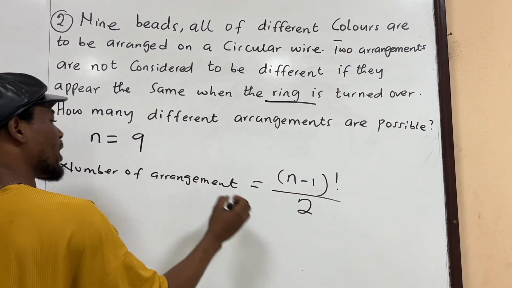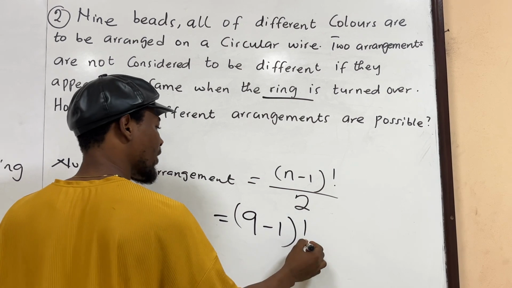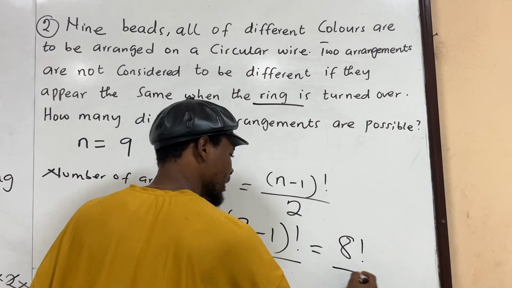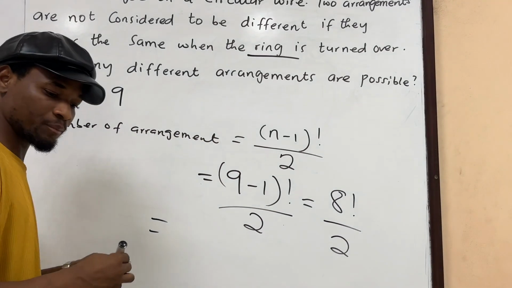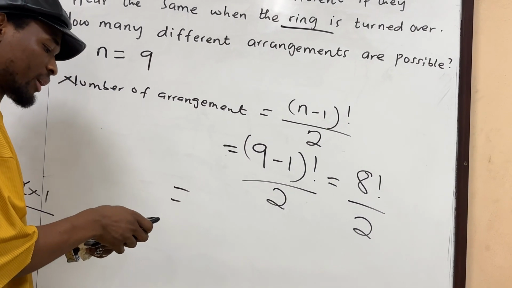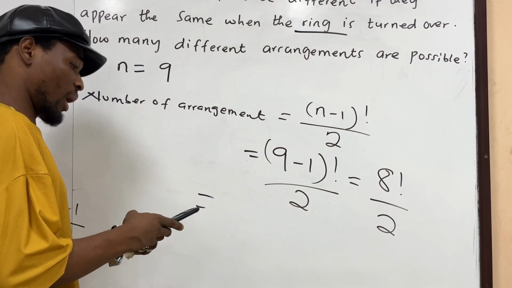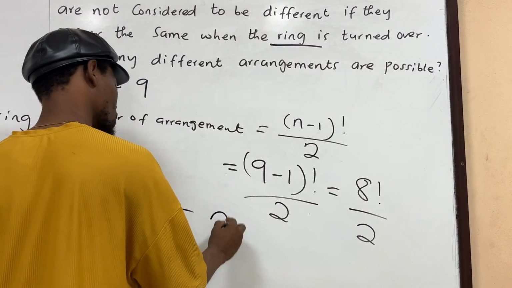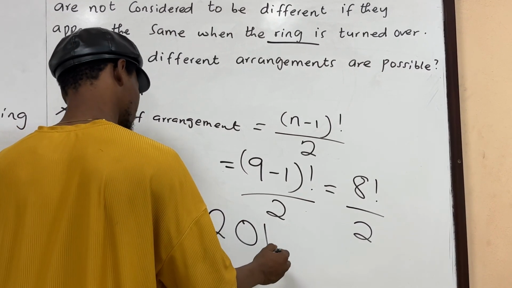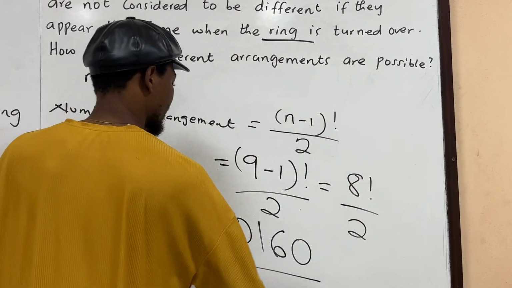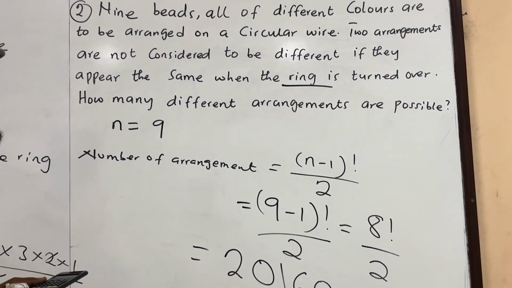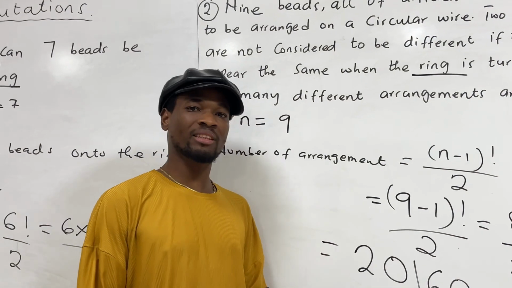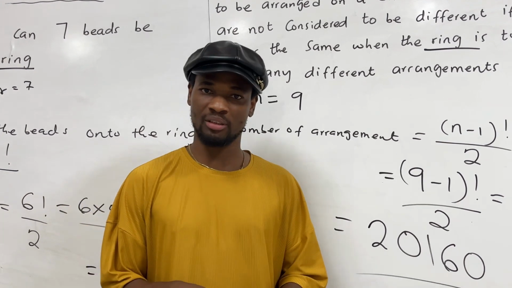So my n here is 9. We have 9 minus 1 all factorial over 2, which is equal to 8 factorial divided by 2. With the help of the calculator, we are getting 20160 number of ways. So these are the possible number of ways to do the arrangement.